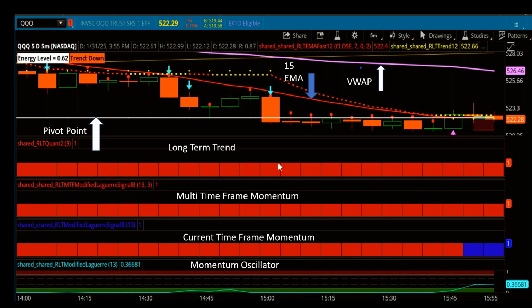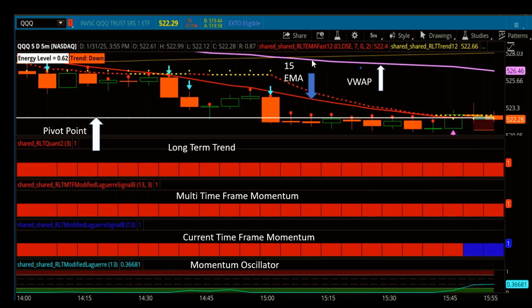Now, what we've got on here is the long-term trend, multi-time frame momentum, current time frame momentum, and this is actually the oscillator that drives the momentum. In other words, when this thing is flat down near the bottom, it's going to be red. When it's near the top, it's going to be green. And when it's in the middle, it's either going to be blue or yellow, telling you that this is moving up. Now, what we use to trade, especially for intraday trades, is the VWAP right here, the volume weighted average price. Remember, I mentioned that this is critical. This is what we use for our entry above or below. This is a support or resistance level we use.